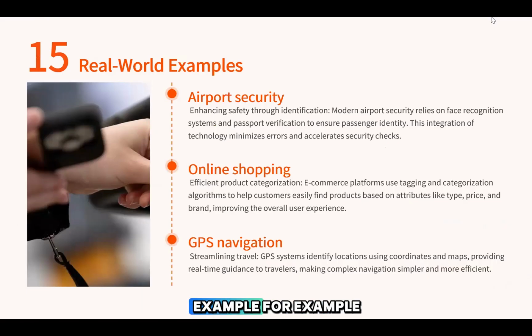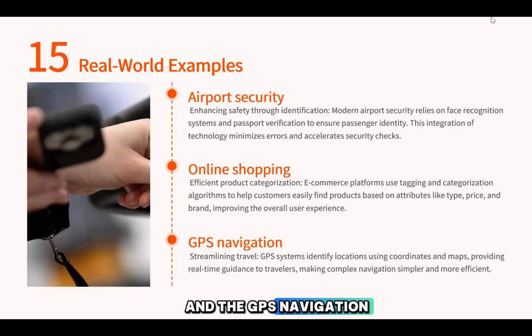And the real world examples. For example, airport security can enhance safety through identification. Modern airport security relies on face recognition systems and passport verification to ensure passenger identity. And the second real world example is online shopping, with efficient product categorization. E-commerce platforms use tagging and categorization algorithms to help customers easily find products based on their attributes like type, price, and brand, improving the overall user experience.